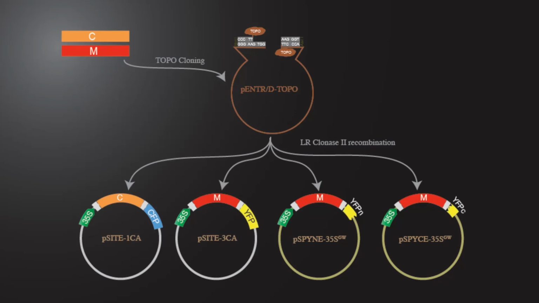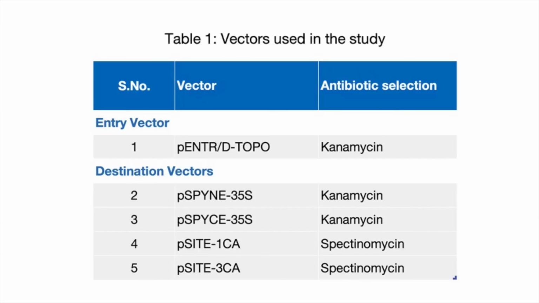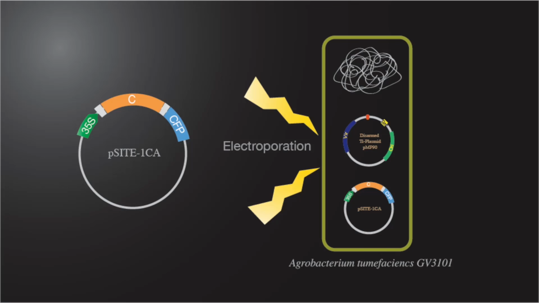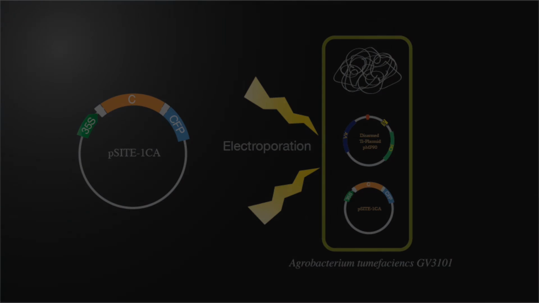Mobilize the reconstituted CDSs from entry clones to the destination vectors. All the vectors used in this experiment are listed in Table 1. Finally, transform Agrobacterium GV3101 cells with the destination vectors by electroporation.